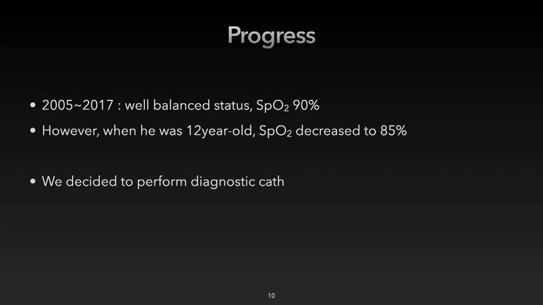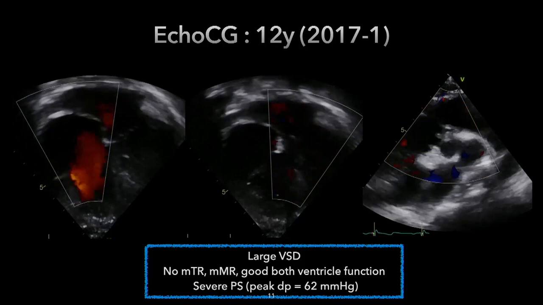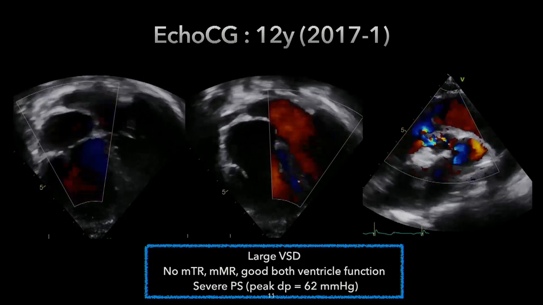The patient regularly visited our hospital to check his condition. From 2005 to 2017, the patient maintained a well-balanced status without definite cyanosis. However, when he was 12 years old, saturation gradually decreased to about 80 to 85%. So we decided to follow up with evaluation, including echo, MRI, CT scan, and cardiac cath for the next treatment plan. This is the echo at the age of 12. Echo shows a large VSD, no definite TR or MR, good function of both ventricles, and balanced size of both ventricles, but progression of severe PS with a peak pressure gradient of 62 mmHg.